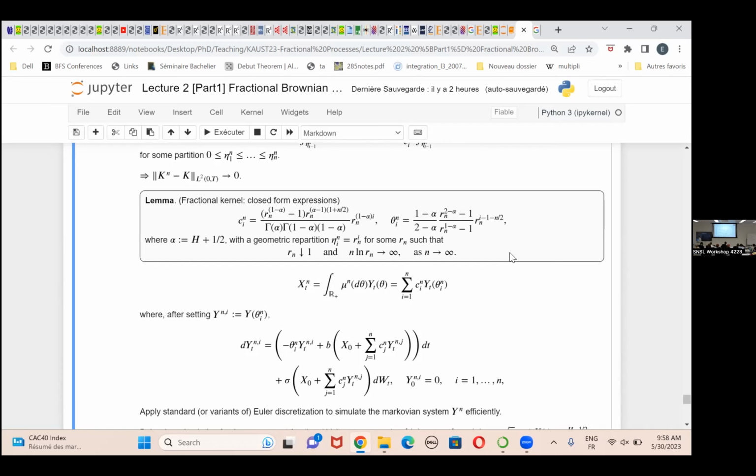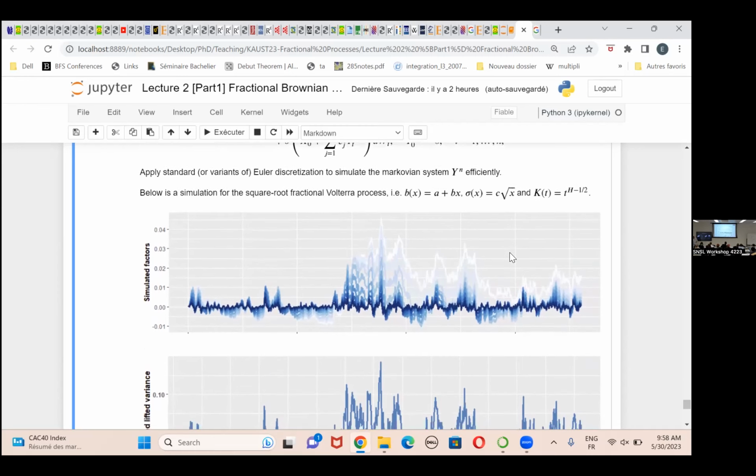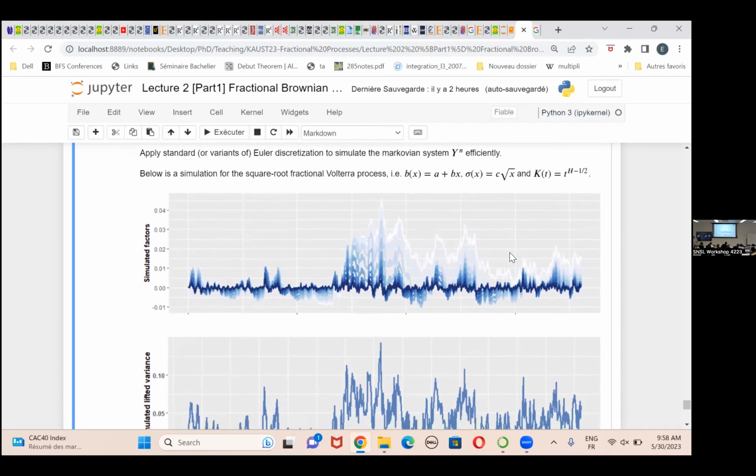Okay, and just to show you numerically, take for instance the case of coefficients with linear drift and square root for the volatility. This is an example that we're going to look at tomorrow, at least the process generated by this type of dynamics. If you simulate the factors, you see the slow factor in light blue or almost white, and the faster factors in dark blue. And you see, for one simulation, the factors are highly correlated, okay?